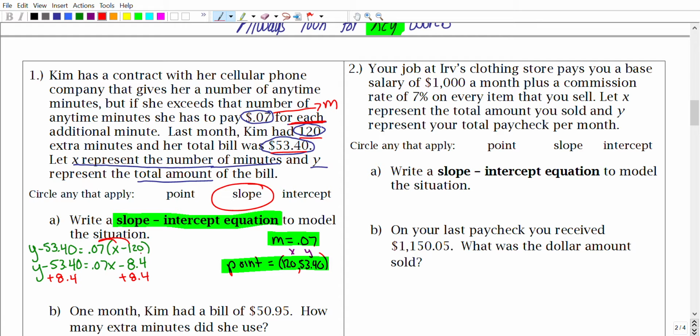So what do we get? We get y. What am I doing? Sorry about that, guys. I got distracted over here. We have to add the 53.40. Okay, so I get y equals 0.07x plus 45. There we go. Much better. So is this in slope-intercept form? Yes, it is. So this is our linear model.